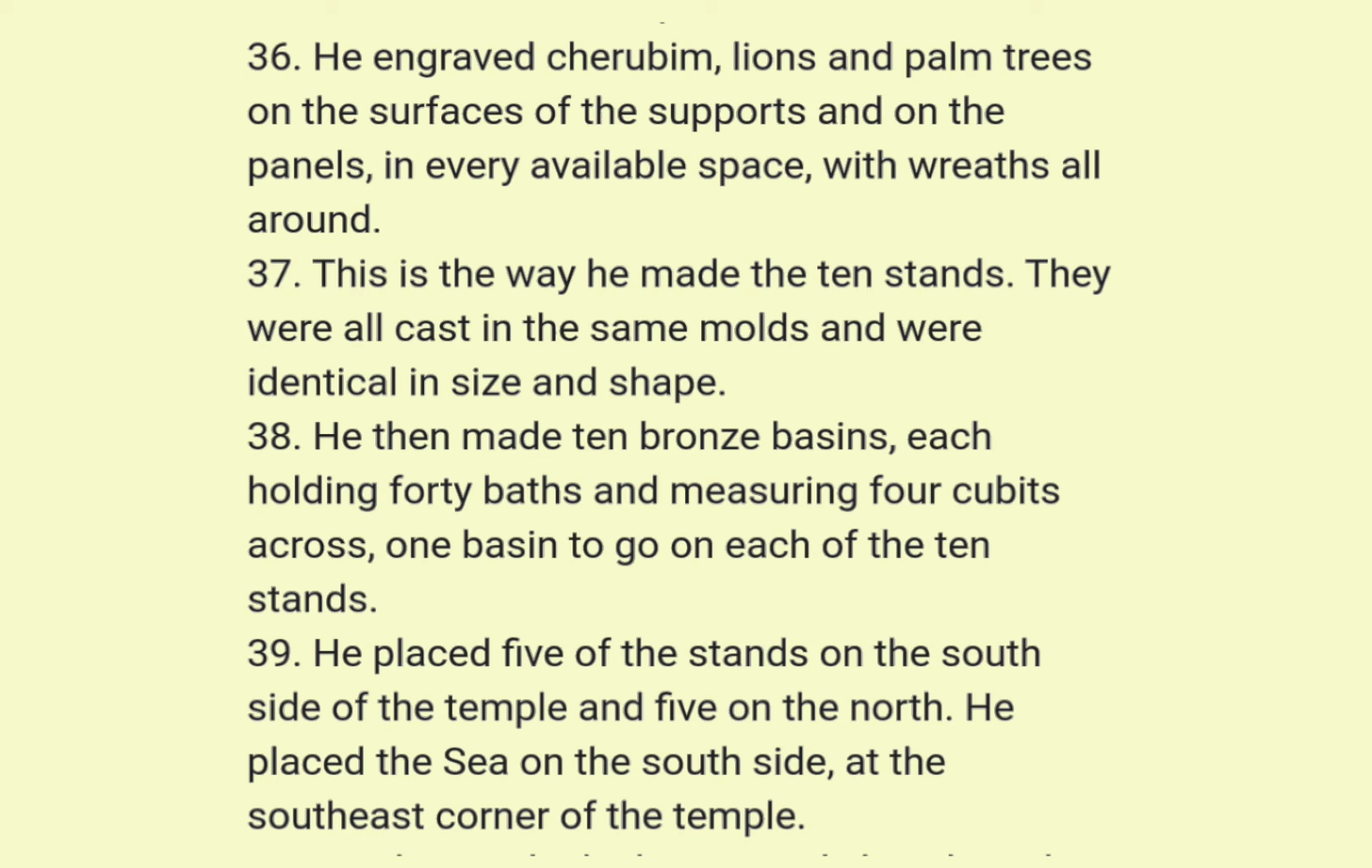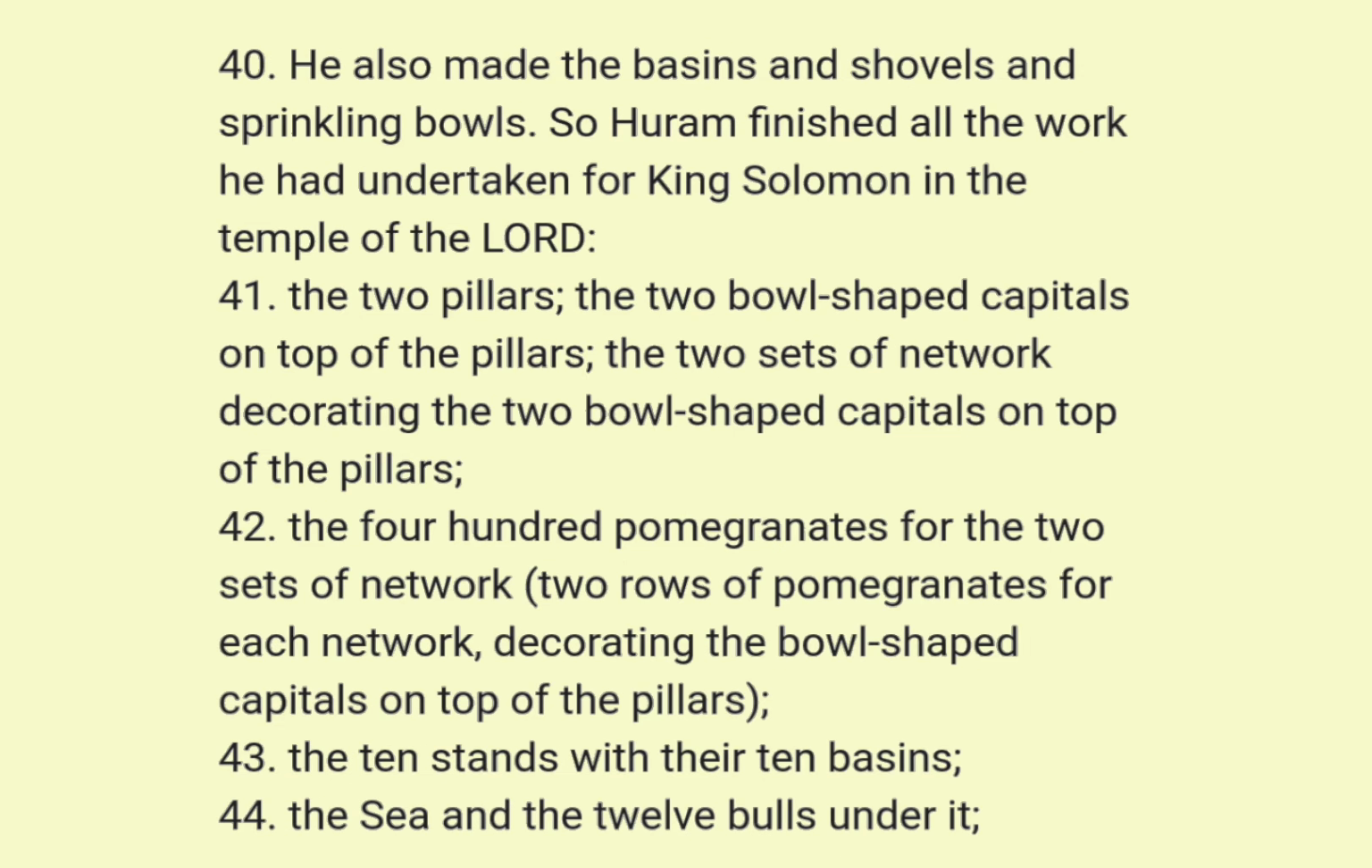He placed 5 of the stands on the south side of the temple, and 5 on the north. He placed the sea on the south side at the southeast corner of the temple. He also made the basins and shovels and sprinkling bowls. So Huram finished all the work he had undertaken for King Solomon in the temple of the Lord.